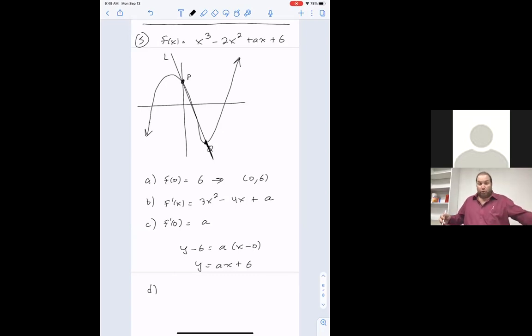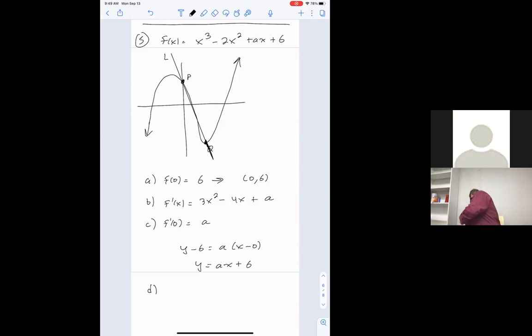Well, what do I know about point Q? I know 3 things. One, I know it's a local minimum, which means the derivative f prime has to be 0. If I set the derivative f prime equal to 0, though, I'll have 2 unknowns. I won't know a, and I won't know the x value. So if I can find the x value somehow, then I can plug it in and solve for a.